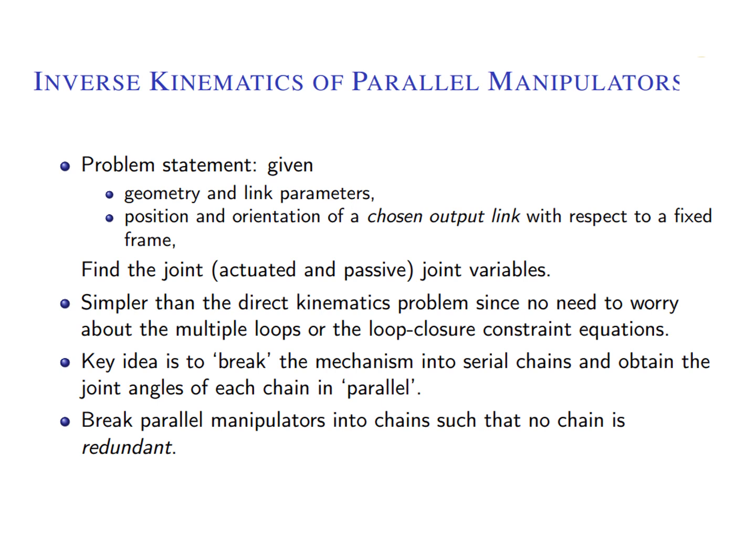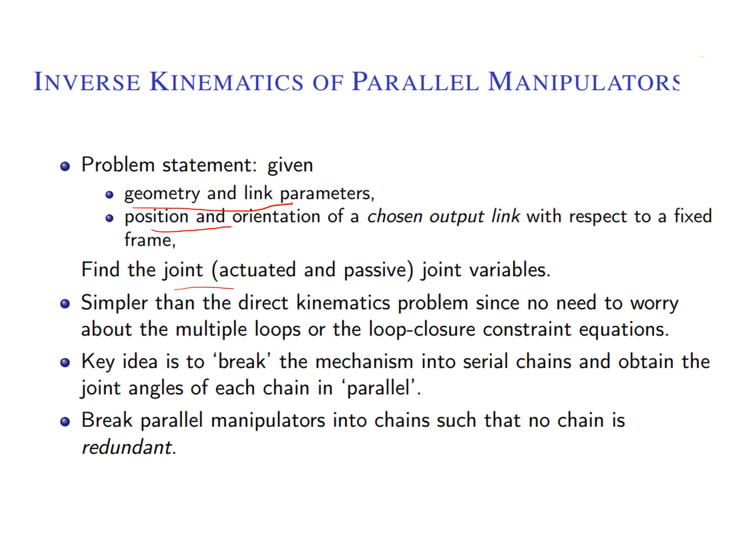So, what is the problem statement in inverse kinematics of parallel manipulators? We are given the geometry and the link parameters and the position and orientation of a chosen output link with respect to a fixed frame, and the problem is to find the joint variables. This problem is simpler than the direct kinematics problem, since there is no need to worry about multiple loops or loop closure constraint equations.